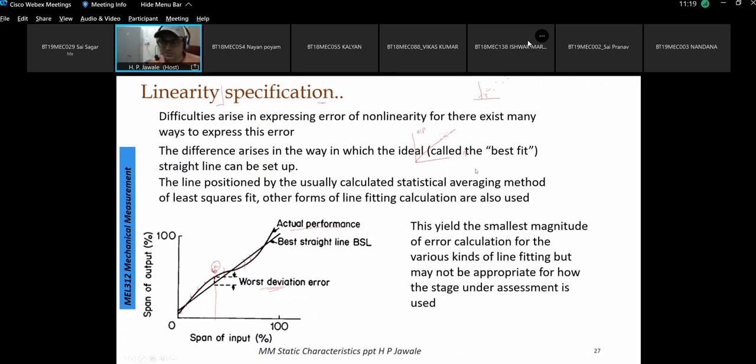So this yields a smallest magnitude of the error calculation for the various kinds of line fitting, but may not be appropriate. Why is it not appropriate? Because a few of the readings are beyond the line, which cannot very faithfully represent the actual performance, nowhere related to the best fit straight line, right? So there are different strategies or different methods of specifying those.